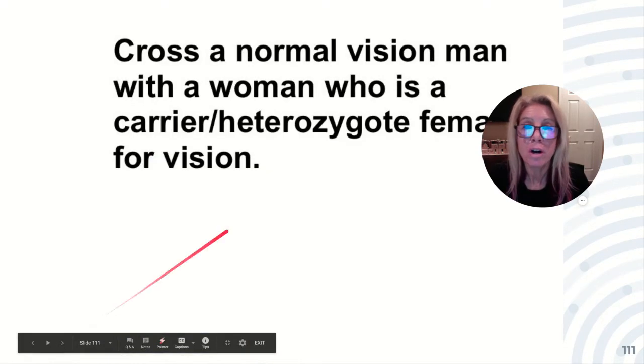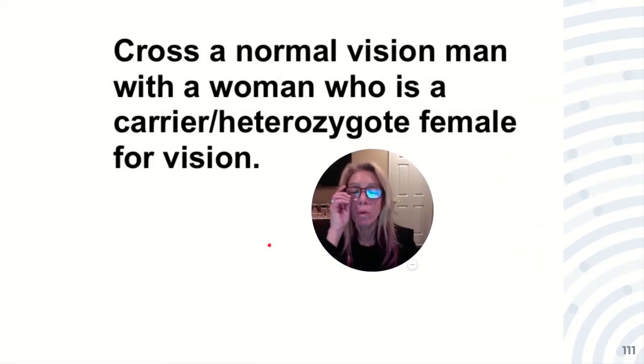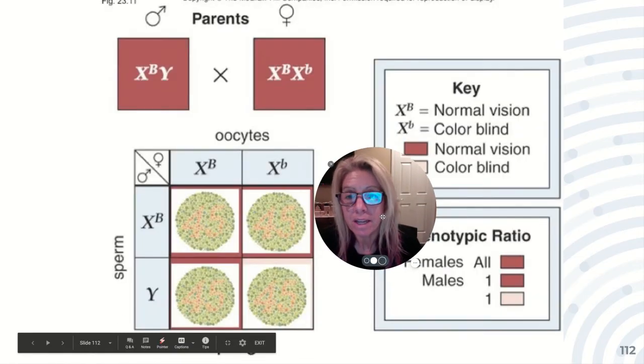All right, so please do this as a little test of your skill set here. Cross a normal vision man with a woman who is a carrier, a heterozygote, for color blindness, for vision. All right, so do a little Punnett square, get your genotypes and your phenotypes, pause me, and do this cross, giving you time. All right, so hopefully you set it up something like this.